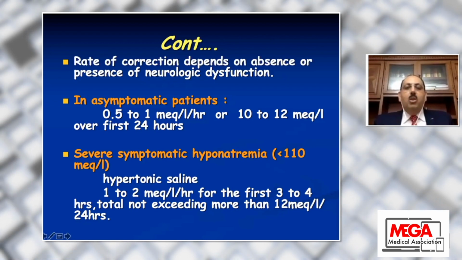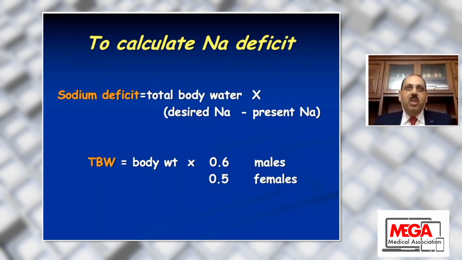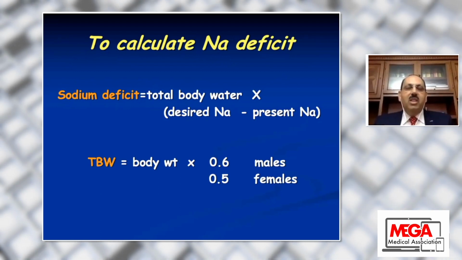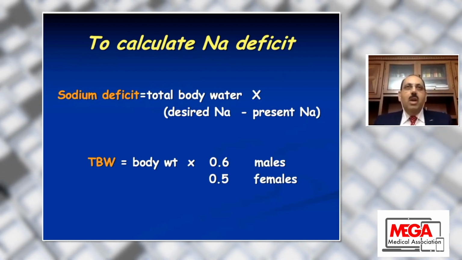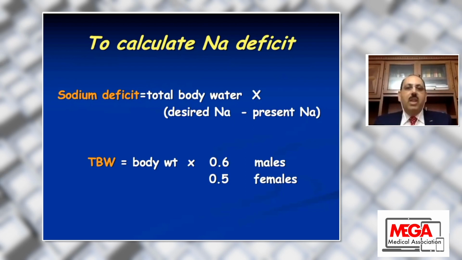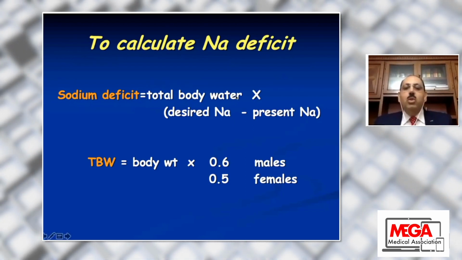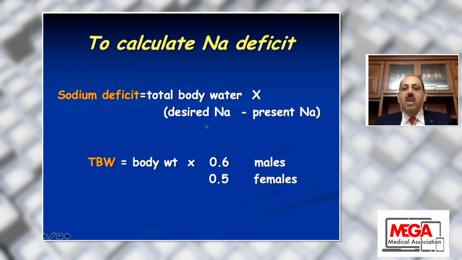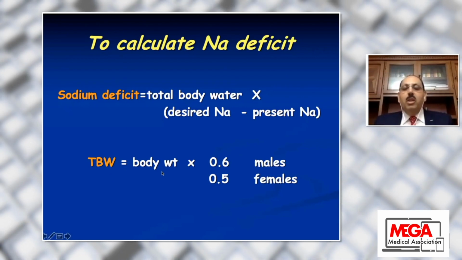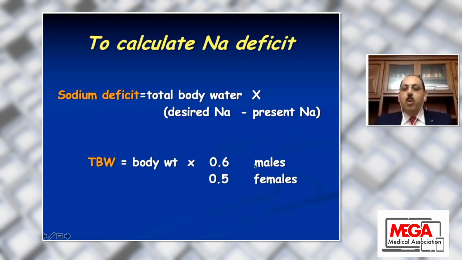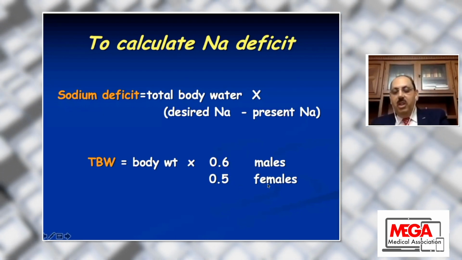To calculate the sodium deficit, we have an equation. As we know, the sodium is mainly extracellular and the intracellular compartment is only 10 milliequivalent. So we have a definite equation to correct the deficit, which is equal to total body water multiplied by desired sodium minus the present sodium. The total body water equals the body weight multiplied by 0.6 if the patient is male and 0.5 if the patient is female.